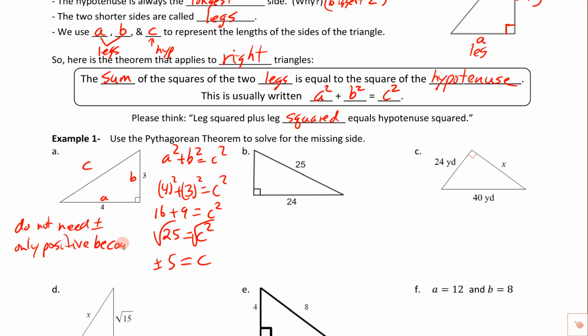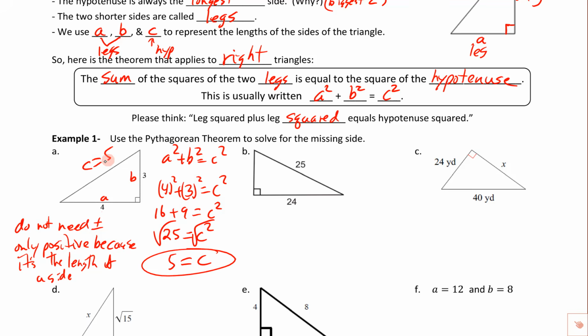because it's the length of a side. And lengths are always going to be positive. So we don't need the plus or minus. All we need is the plus. In fact, if it's just positive, we don't need that at all.